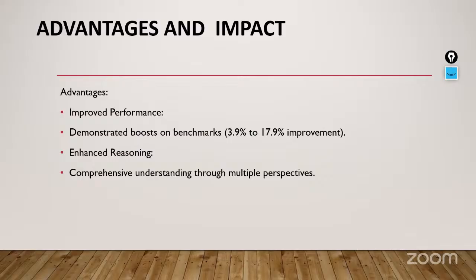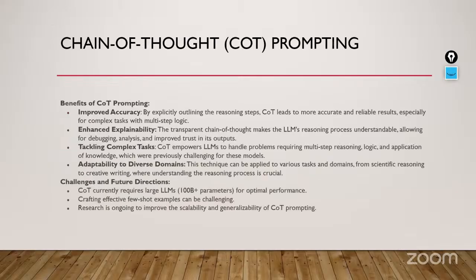Then there is comprehensive understanding through multiple perspectives. Then there is chain of thought prompting. What are the benefits of doing this? As we already know what it will do, it will have improved accuracy, by explicitly outlining the reasoning steps: the first step will be this, the second step will be this, the third step will be this, the fourth step will be this. Likewise, it will lead to more accurate and reliable results, especially when it comes to complex tasks with multi-step logic, like a mathematical task.